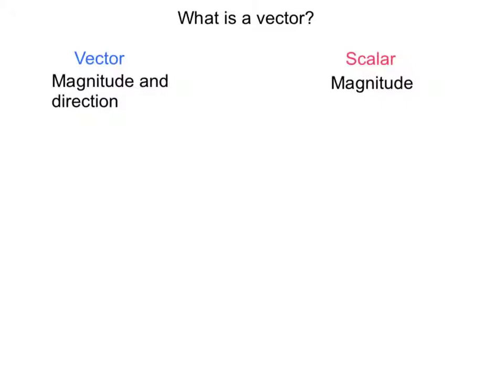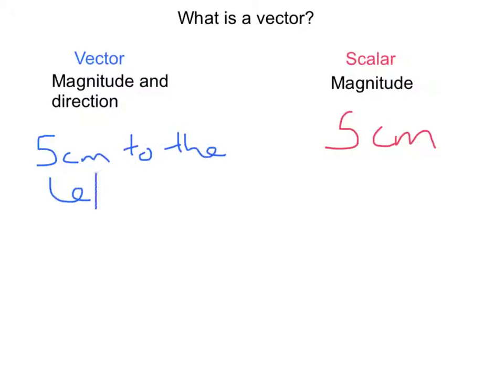A vector is just something which has a magnitude and a direction. This is opposed to something called a scalar, which just has magnitude. So for example, if we had the measurement 5 centimeters, that is just a magnitude, so it's a scalar. But if we said we're going to move 5 centimeters to the left, well, you see that's got a magnitude and a direction, so that makes it a vector.